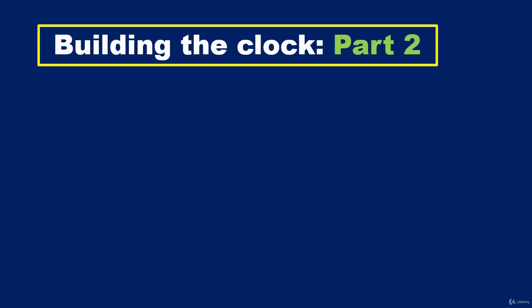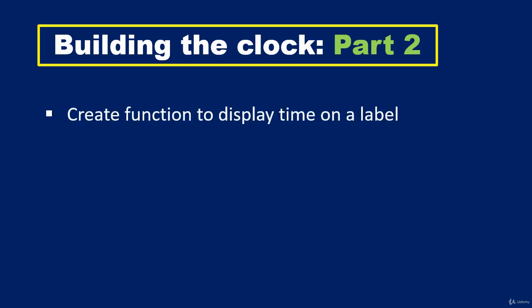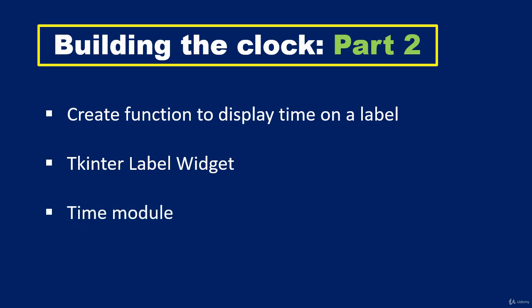In this part of the video, we are going to create a function that's going to be used to display the time on a label. So we're going to be using the Tkinter label widget. A widget basically is something that can be used to create labels, buttons, and other accessories you need for building your application. We're also going to be using the time module, and from the time module we're going to be using the strftime function, which retrieves the time from the computer.